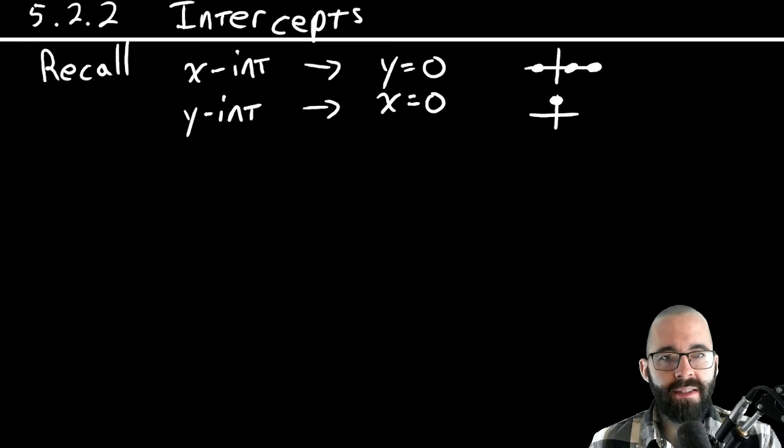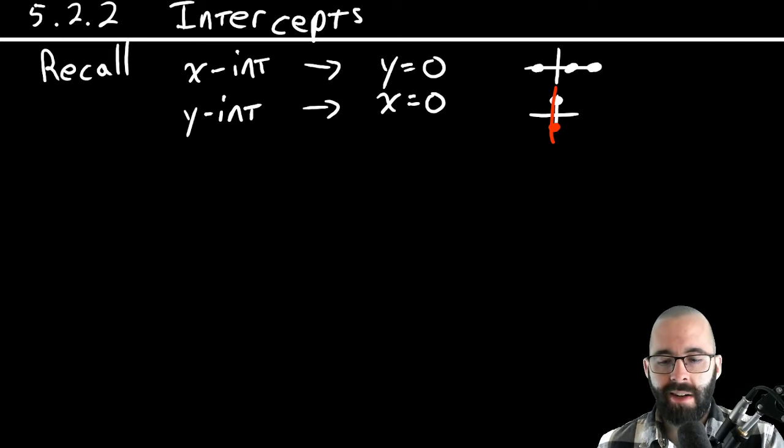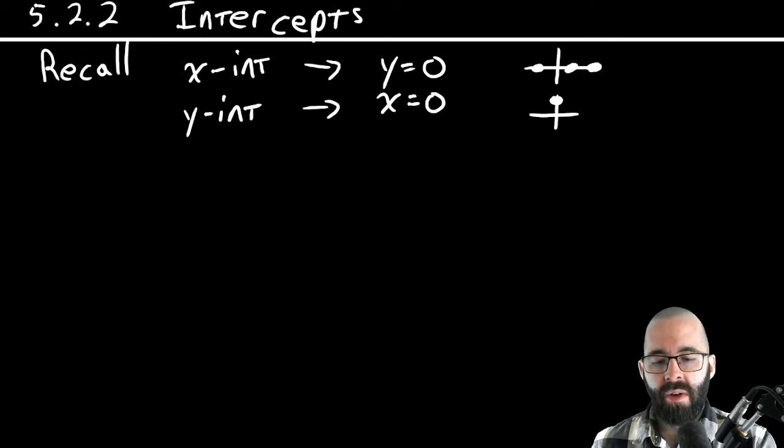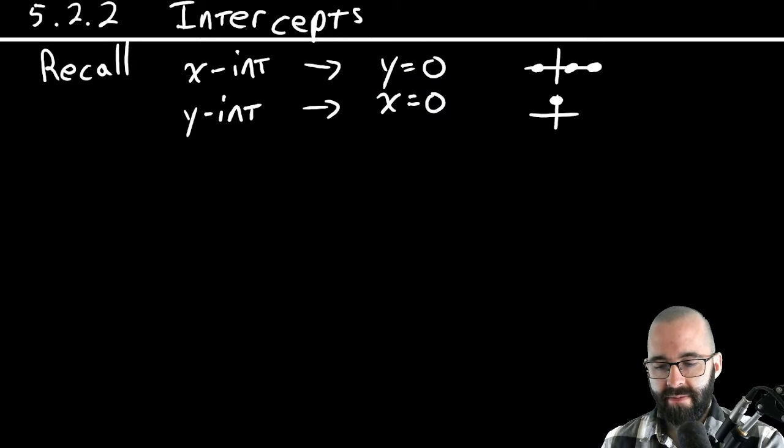There's only one y-intercept because if there were multiple y-intercepts, well, then it'd fail the vertical line test and it wouldn't be a function anymore. All right, so there can be multiple x-intercepts. This is how you find it. There will always only ever be one y-intercept, and that's how you find it. So let's do some problems.